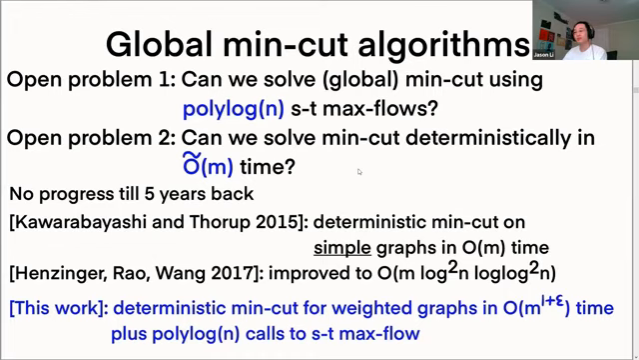And this is where this work comes into the picture. We show a deterministic min cut algorithm for weighted graphs in near linear time plus polylog calls to max flow. So we partially resolve open problem 2. We make progress, but it's not at near linear time yet. And for problem 1, we essentially resolve this problem, showing that the global min cut problem is no harder than the ST min cut problem.